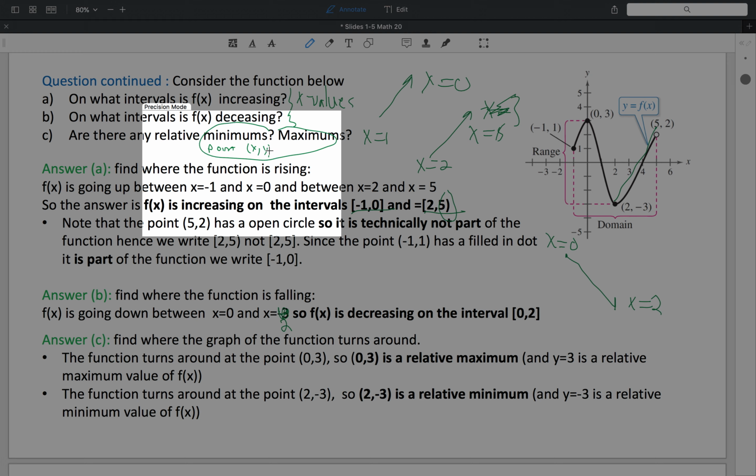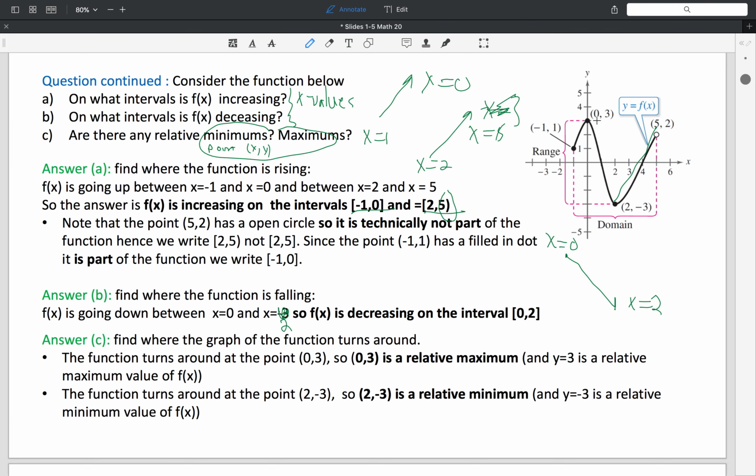Okay, so where does the function turn around? There's a couple of places. Here's a high turnaround, so the maximum is (0, 3). And here's a low point right here, (2, -3). So that's going to be the relative minimum. Now we're going to ignore the endpoints, so don't worry about those.